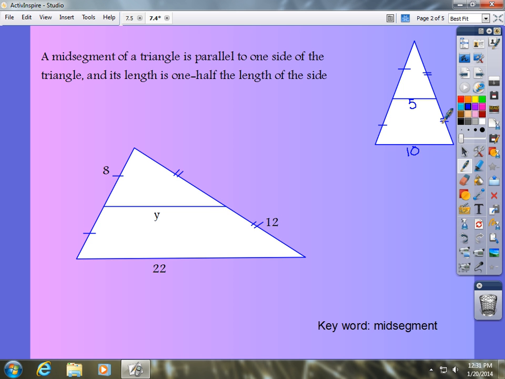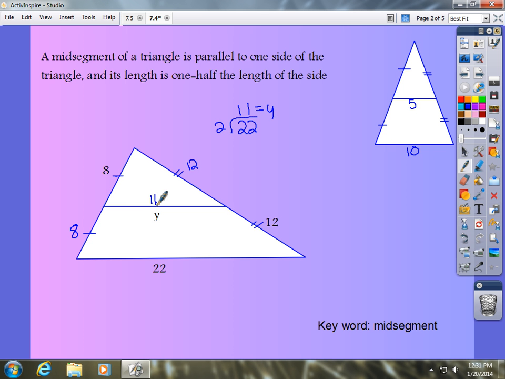All right, and to show a problem with that, we have this here. I know that this side is equal to this side, so I'm going to put an 8 right here. And if this is 12, then this is 12 also. Now I can just set up my proportions. Actually, I don't even have to do that. I know that this is a mid segment because these marks and these marks say that, so I know y is half of 22. So I'm going to divide 22 by 2, and I get 11. 11 equals y.